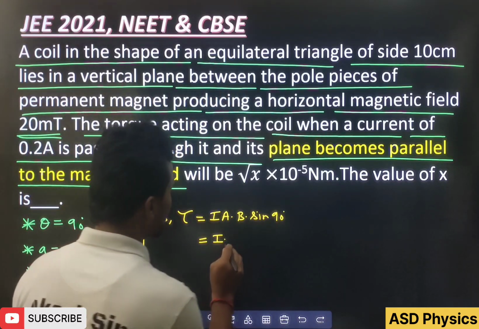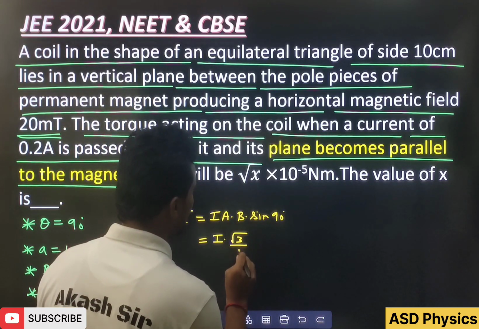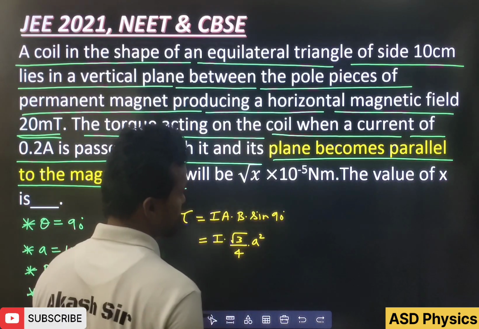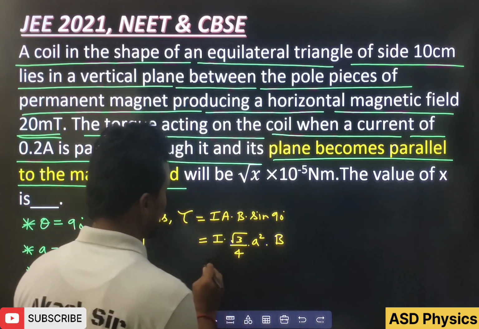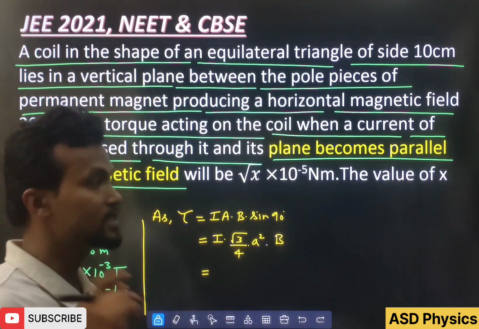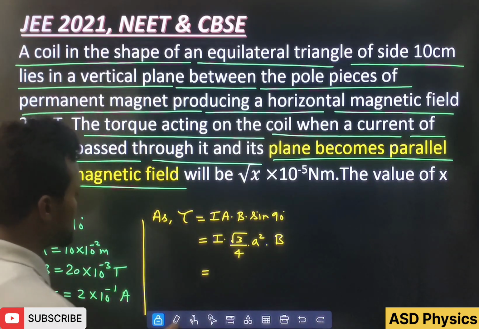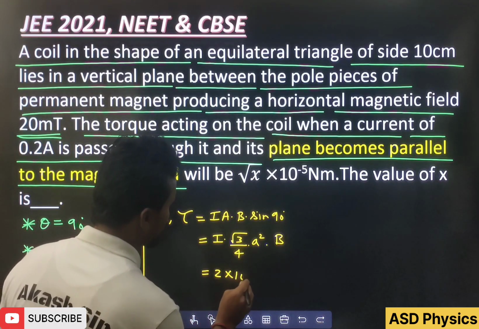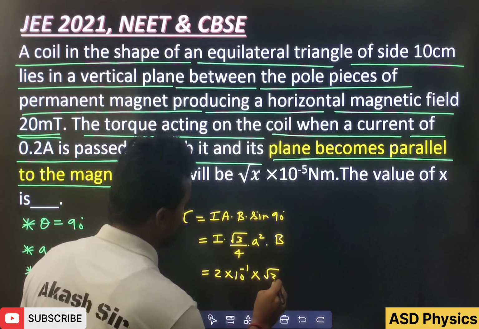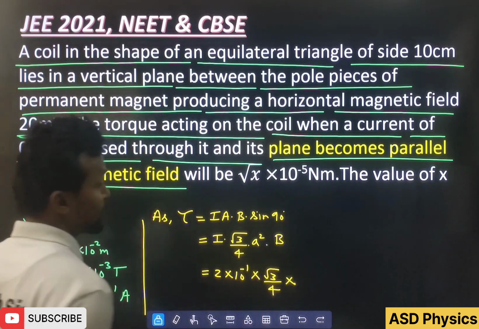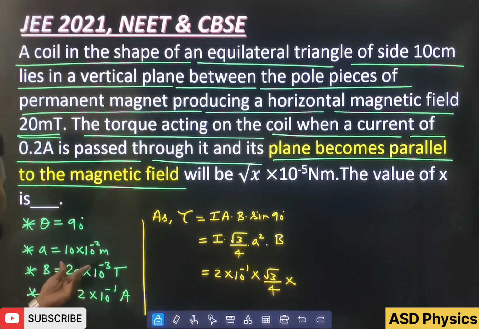Remember that the area of the equilateral triangle is always given by root 3 by 4 into side squared, and the sine of 90 is anyhow one. Now let's put the values. How much is I given here? See, 2 into 10 to the power minus 1, into root 3 by 4, into a squared. How much is a? See, 10 into 10 to the power minus 2.